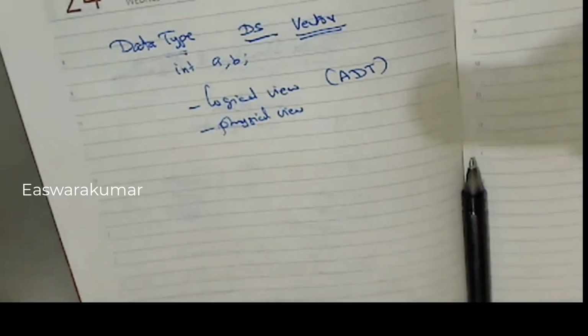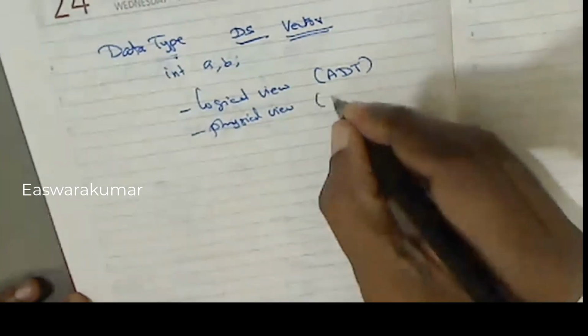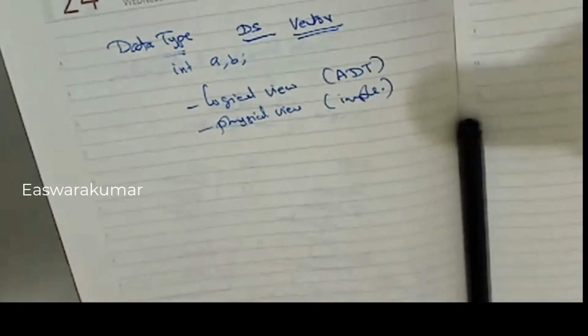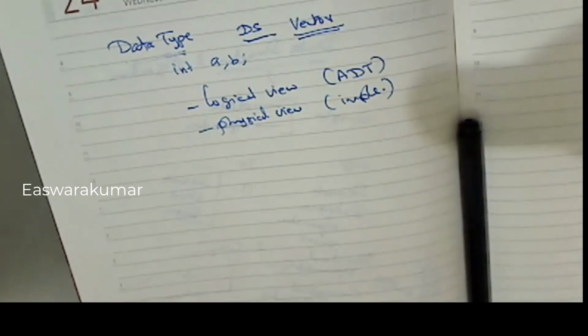And another thing is called the physical view. In the physical view, the actual implementation will be considered. There you should know how it can be carried out.